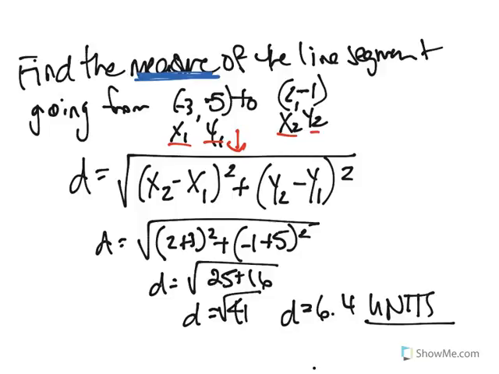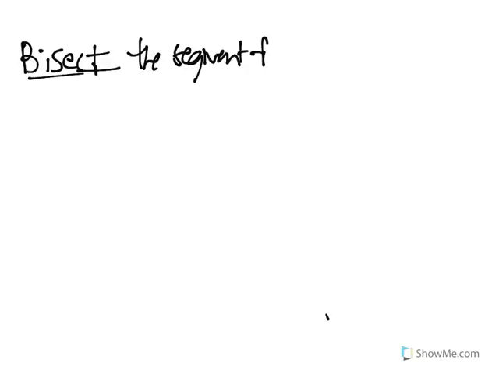So that was one practice problem. I went through it really quickly because you should be this comfortable with the distance formula at this point. You should be able to go through a distance formula problem at lightning speed. The next question that we're going to do is: bisect the segment from (-2, -3) to (-5, 4).